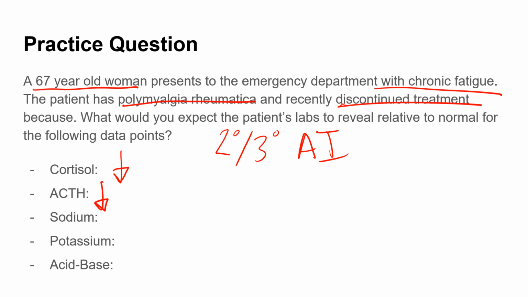We would expect sodium to be normal to low because they have normal aldosterone levels. We would expect potassium to be pretty normal because they have normal aldosterone levels. And we would expect acid-base to be relatively normal because they have normal aldosterone levels. And again, they have normal aldosterone levels because the aldosterone-producing portion of the adrenal cortex is stimulated by angiotensin II and not ACTH. That's a key point.